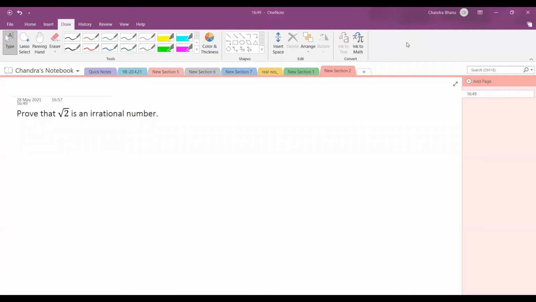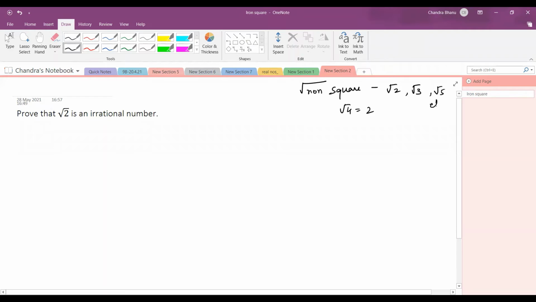Let's understand how to prove root 2 is an irrational number. We all know that irrational numbers are of the form root, where the number inside the root is a non-square number. Let's take some examples. Root 2, root 3. Root 4 is not irrational. Why? Because root 4 is equal to 2, which is a rational number. Root 5, root 6, so on. Now we have to prove that root 2 is irrational. The same can be done for root 3, root 5, etc.